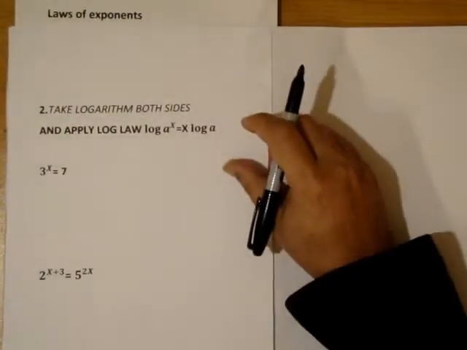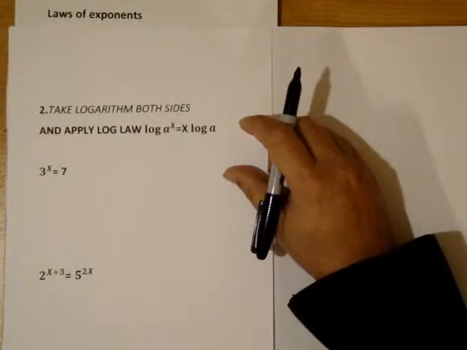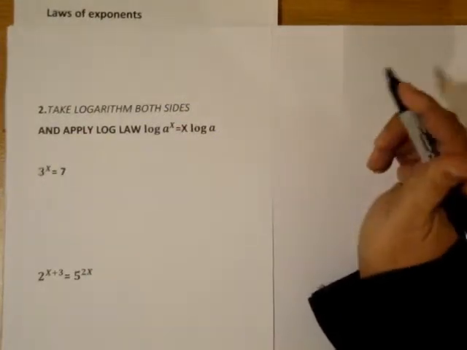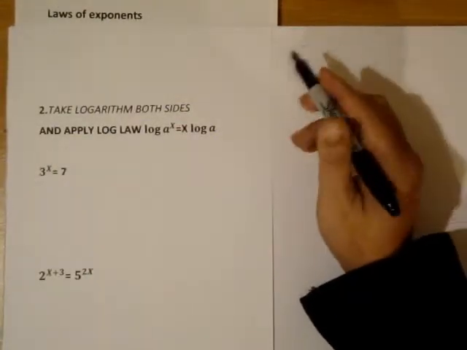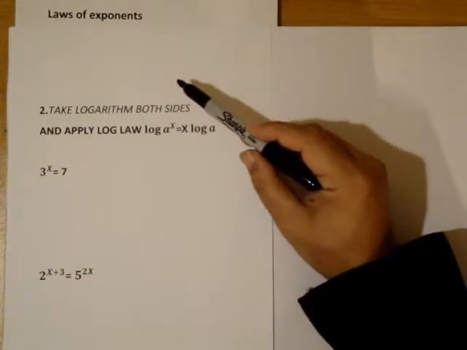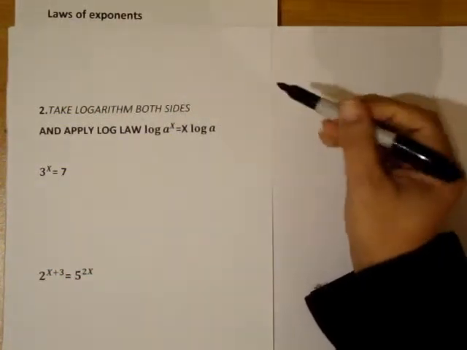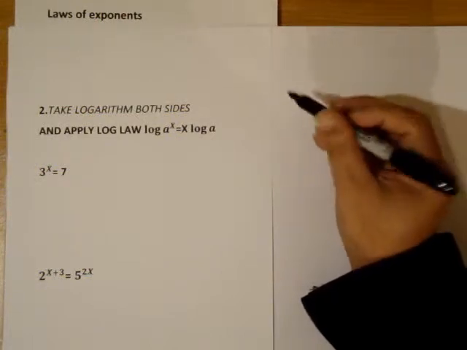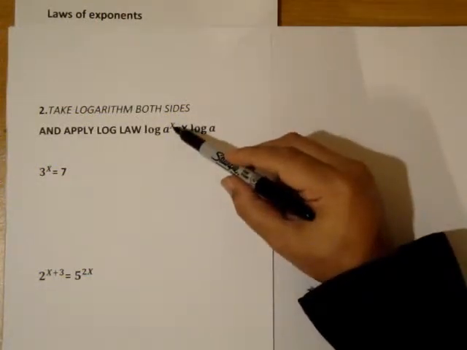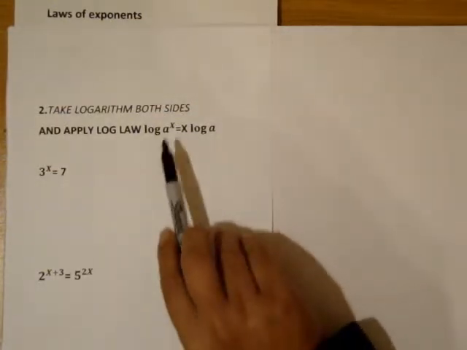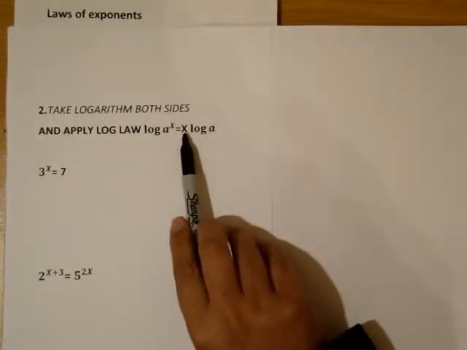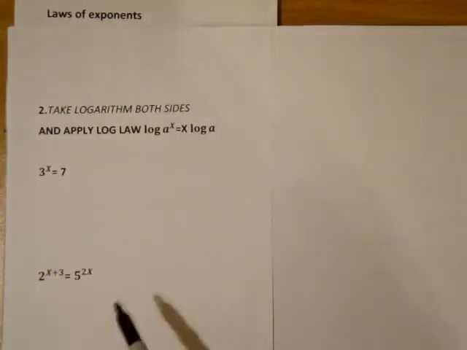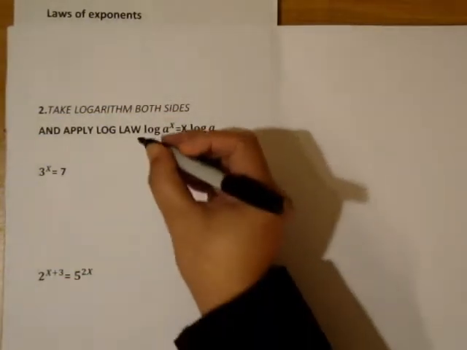The second method of solving exponential equations is to take the logarithm on both sides. We can do this because if we take the logarithm on both sides, the ratio remains the same, and then we can just solve using this log law, where the exponent comes down and it becomes x log a. So let's have a look at a simple example.